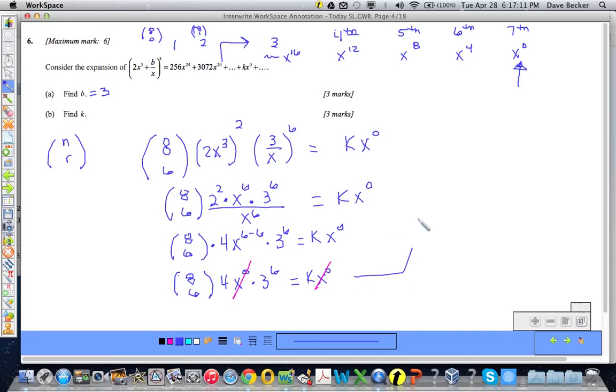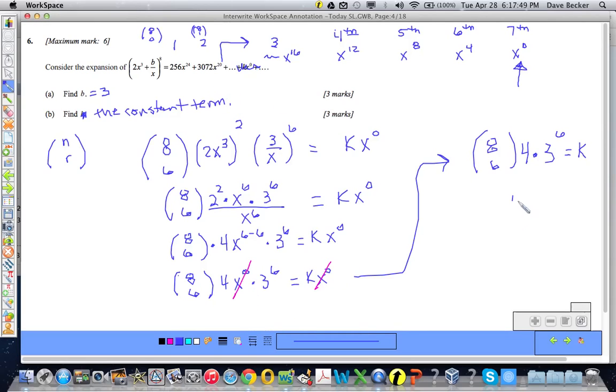So we end up with 8 choose 6, 4 times 3 to the 6. Don't you dare say that equals 12 to the 6. Remember your order of operations. Exponents come before multiplication. And that is going to be equal to k, or the constant. So again, let me re-emphasize. They could say find the constant term. Instead of having any of this, they could have gotten rid of this and just said find the constant term. And it's the exact same question. Find the constant term. It's the term without any kind of variable because the variables go away. Okay.